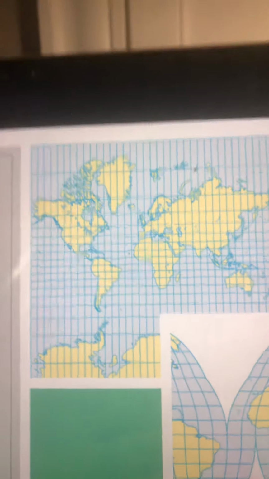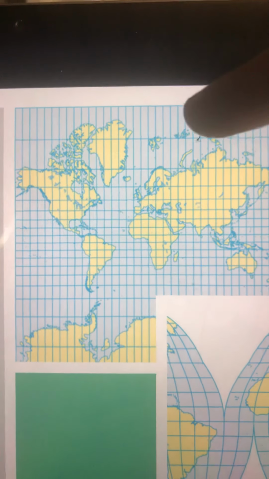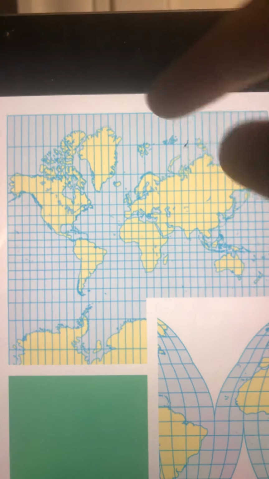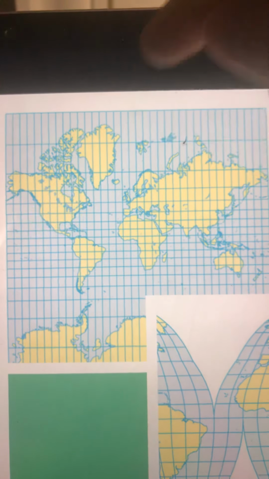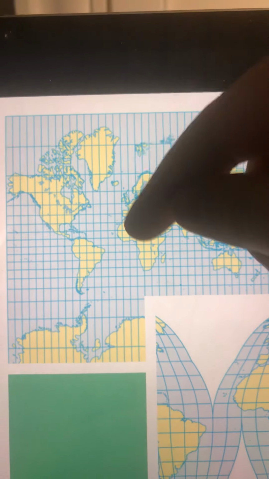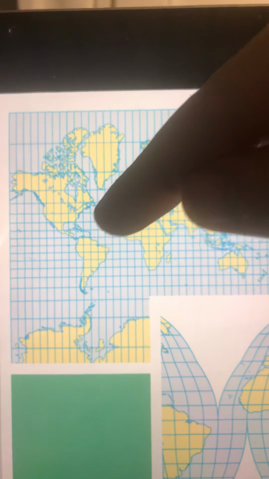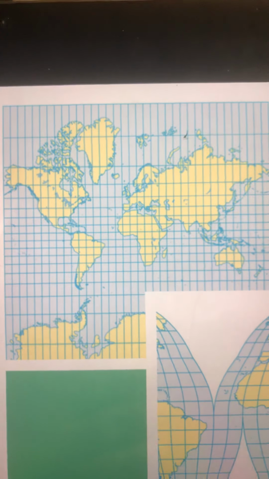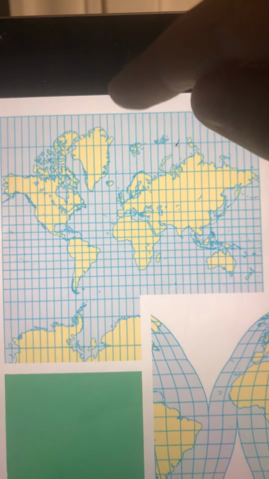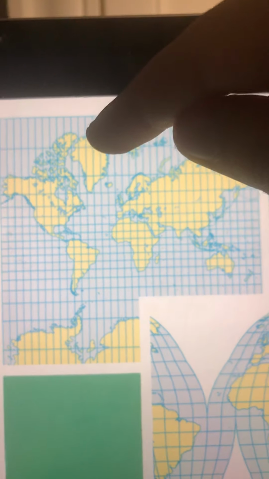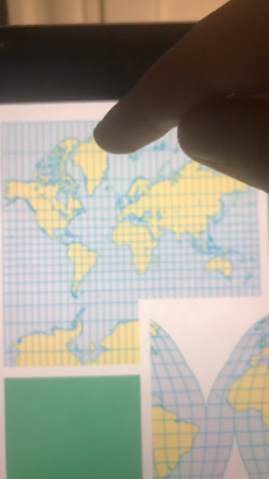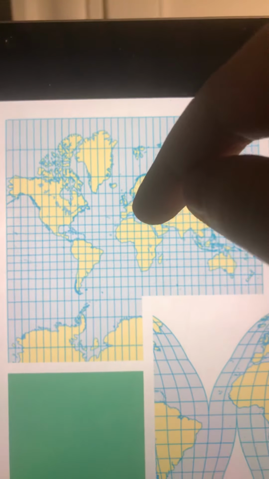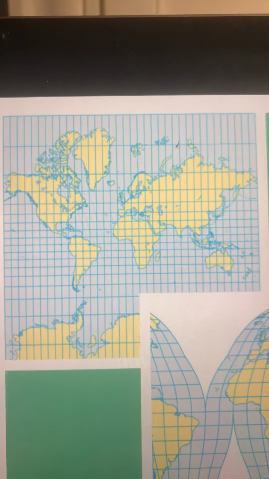We can see size, distance, and direction distortion because Greenland is way larger than Africa and South America, so that's size. That will also probably affect distance and direction, because the distance and direction from England to Greenland will probably be way off.